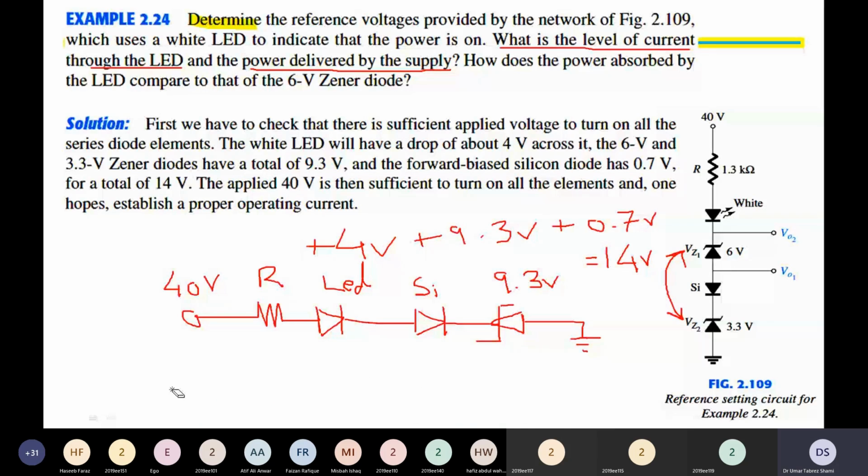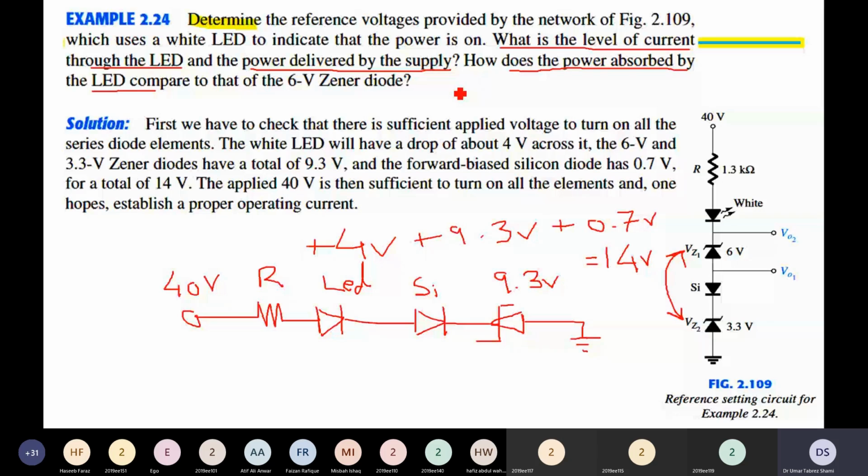Now let us come to the third part. The third part states: how does the power absorbed by the LED compare to that of the 6 volt Zener diode? So in this part we have to find two powers. First, the power absorbed by the white LED, and then the power absorbed by the 6 volt Zener diode. So first let us find the power absorbed by the LED. I will write PLED.